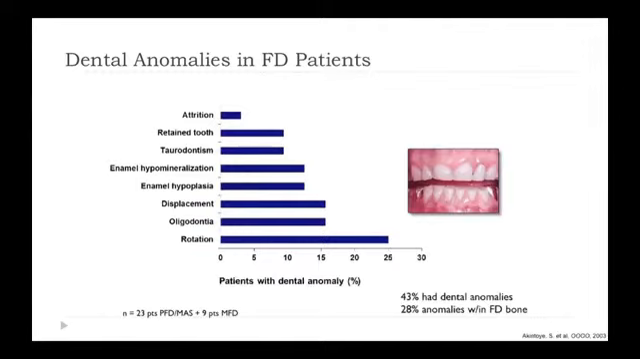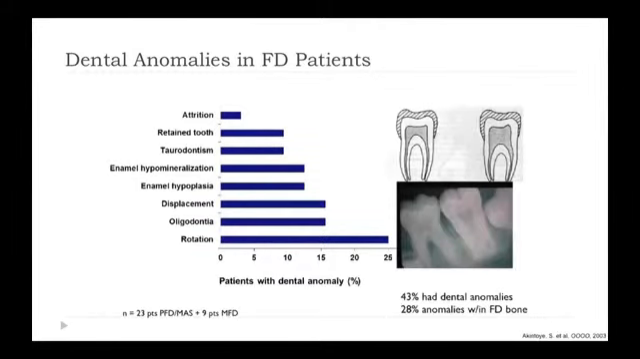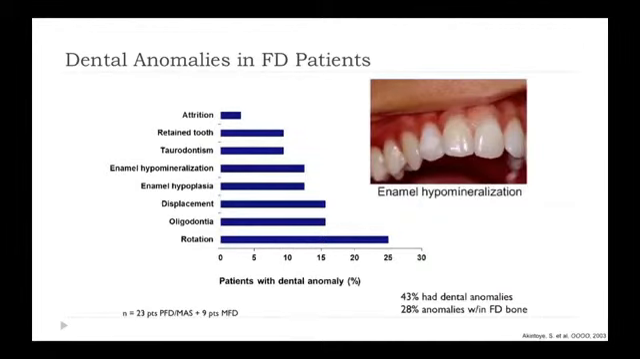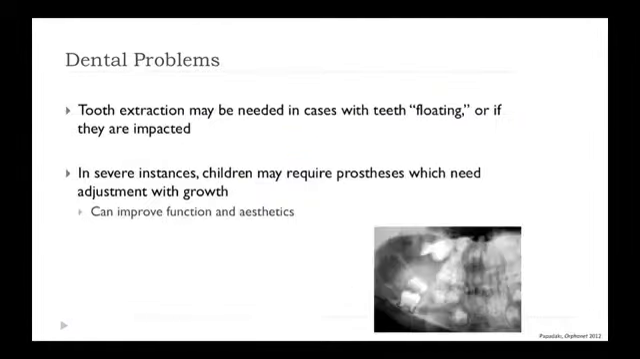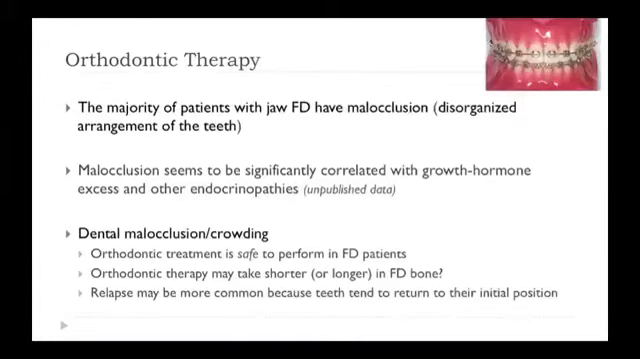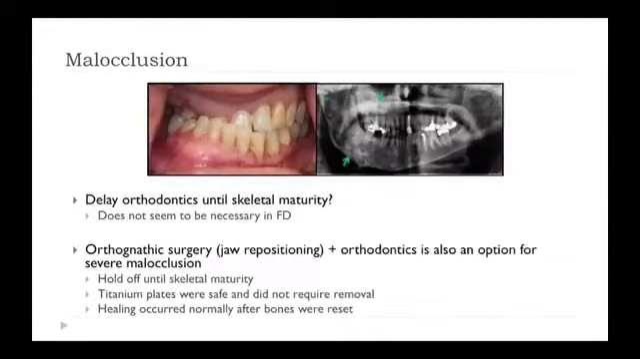And this is just the enamel wear and unusual components of the enamel. And you can see that when fibrous dysplasia is in the bone, there may be some missing teeth, and that's oligodontia. What is interesting, what I should point out, though, is not all of these anomalies are found just in fibrous dysplasia bone. Some patients will have these anomalies with or without fibrous dysplasia being present.